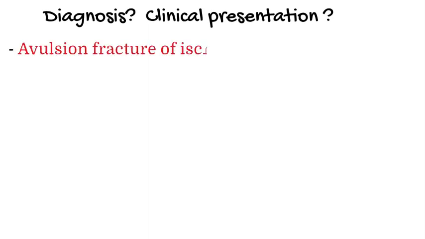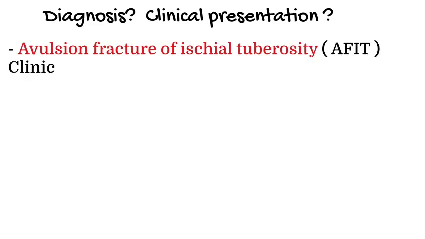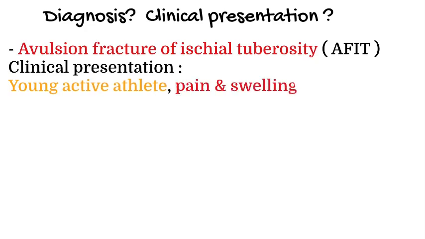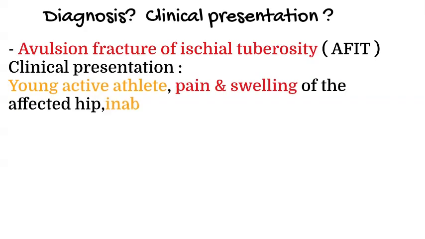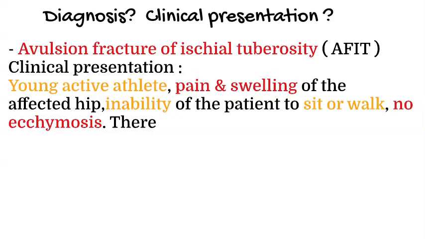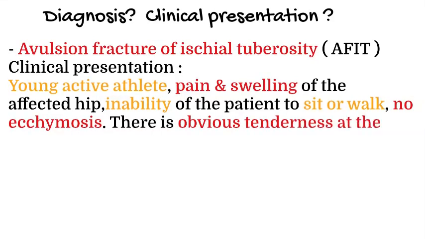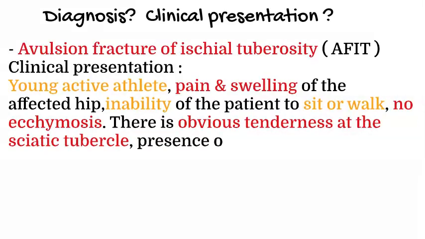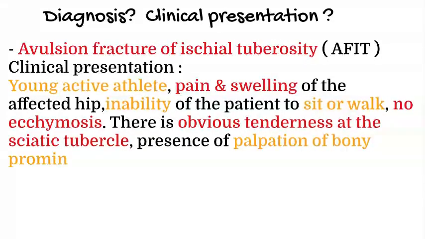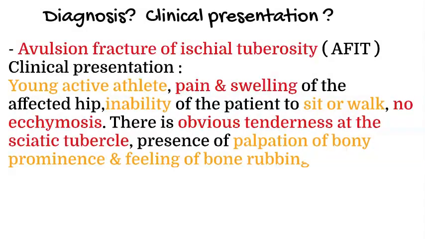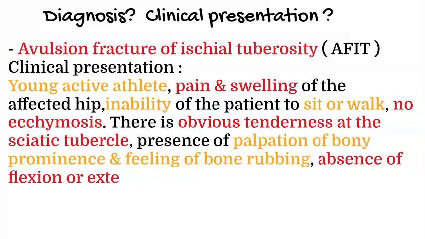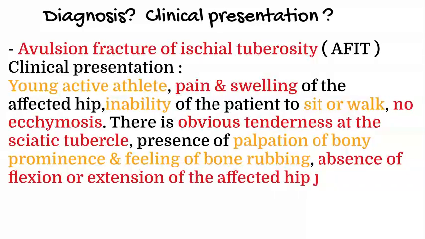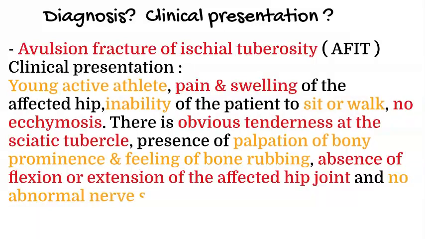The answer is, it is an avulsion fracture of the ischial tuberosity, AFIT. Clinical presentation: in a young active athlete, complaint of pain and swelling of the affected hip, inability of the patient to sit or walk, no ecchymosis. There is obvious tenderness at the sciatic tubercle, palpable bony prominence and a feeling of bone rubbing, absence of flexion or extension of the affected hip joint, and no abnormal nerve symptoms.